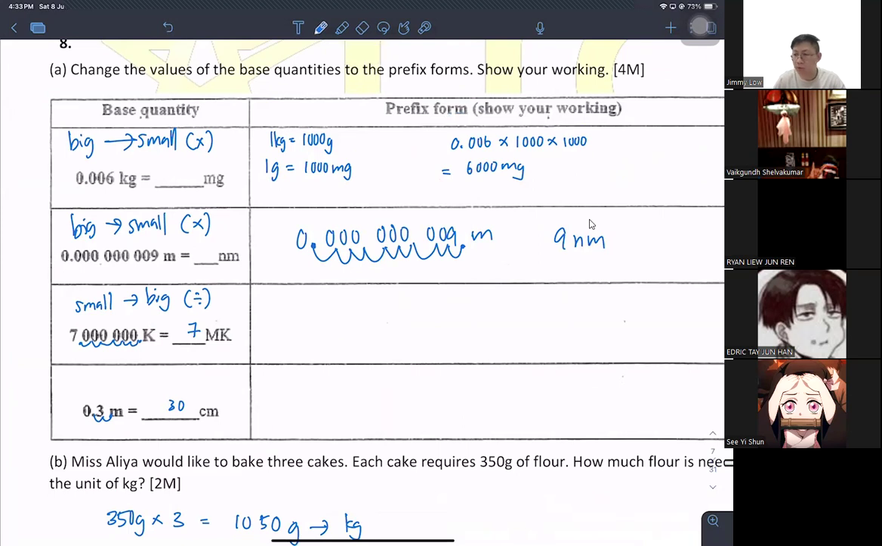Okay, but the way to help you calculate it an easier way is this. If you don't have the steps, show your working. No working, no marks. This is what you have to be careful about.